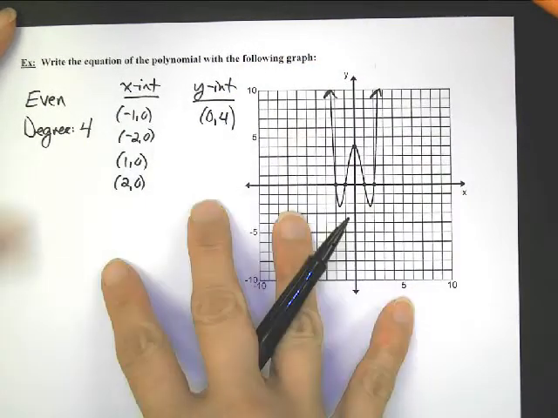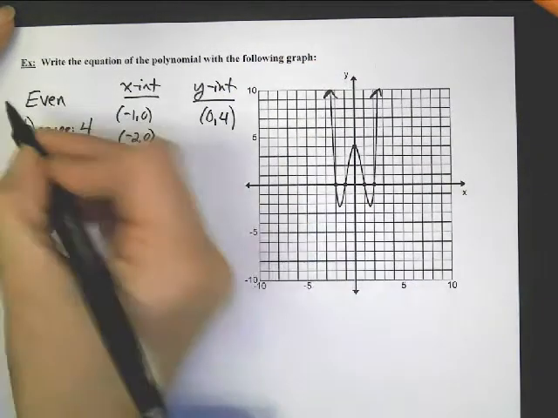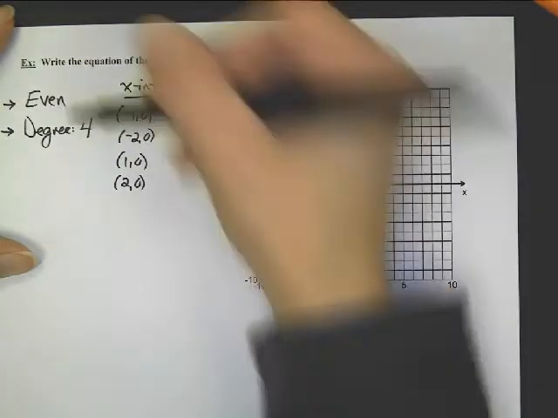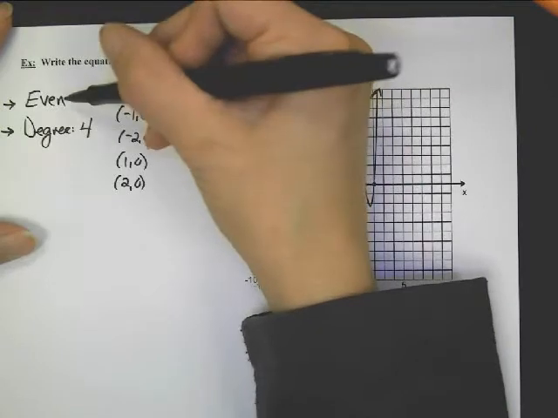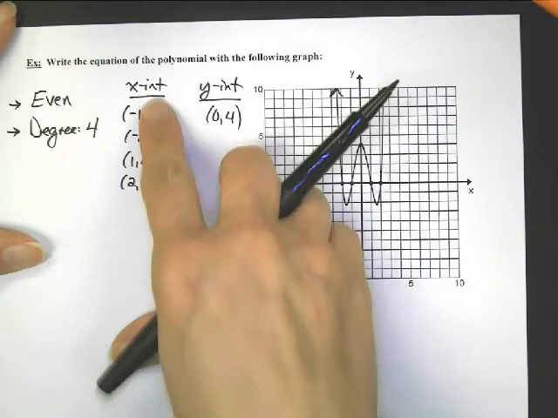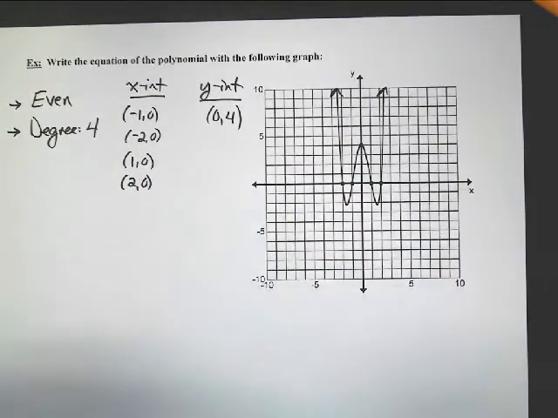So these are always the things you need to find: the degree, and if it's even or odd. And sometimes right here people catch a mistake. They say even, but then they write 3. Wait a minute, it's not 3 if it's even. Then all your x-intercepts and your y-intercept.